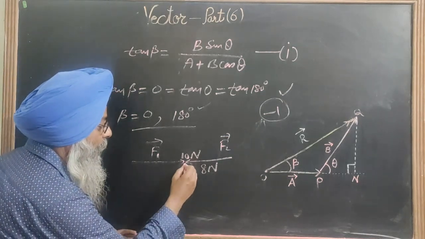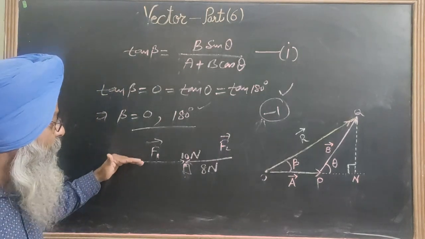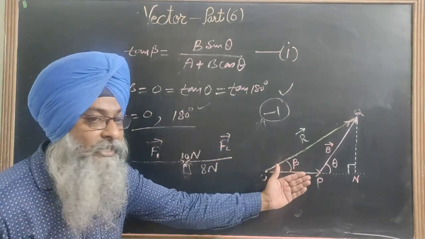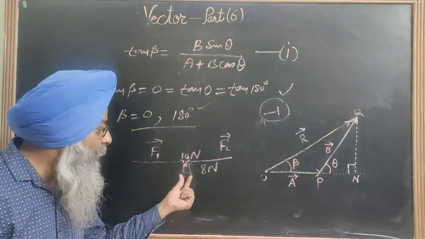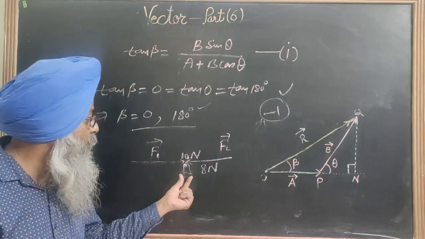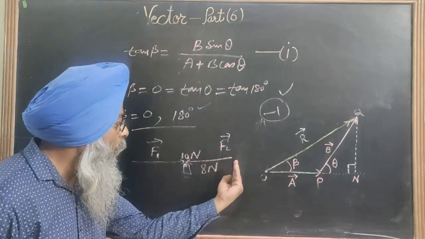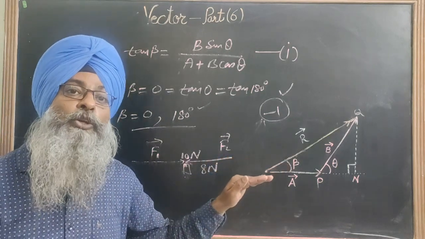Suppose this is any point or any body. I apply force F1 10 Newton along this side and 8 Newton opposite to it. Then where will the body go? Will the body move in the direction of 10 Newton or 8 Newton? The body will move in the direction of 10 Newton.